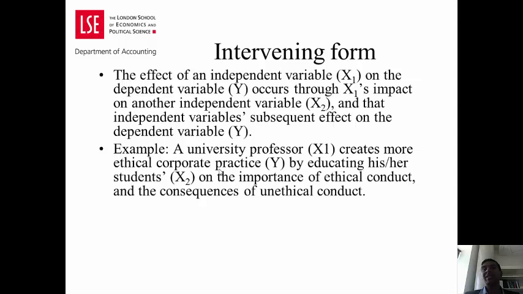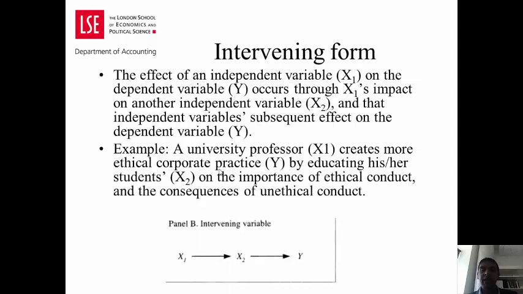But the professor doesn't go out to industry and give speeches. He or she doesn't give speeches directly to industry. They simply try to affect ethical corporate practice by teaching their students ethics in organizations. So X2 might be student understanding of ethical conduct, or the importance of ethical conduct. So professor teaching quality on ethics is X1. X2 is student understanding of ethics. And Y is the practice of ethics in corporate society, ethical corporate practice.